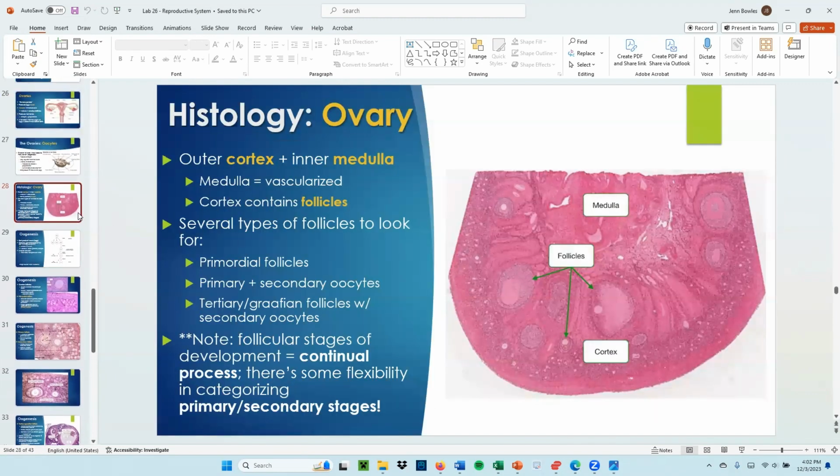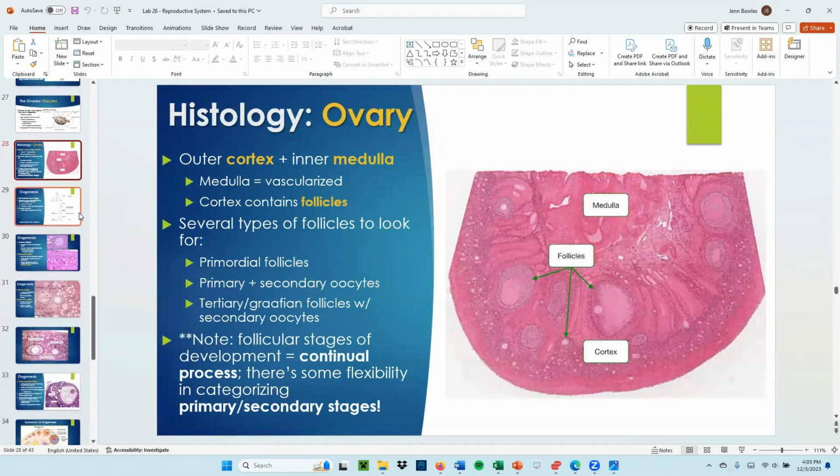I will say ovaries are one of the most complicated slides that we deal with in this class because there's a lot of concepts that overlap here. So big picture stuff, the ovaries have an outer cortex and an inner medulla. We've seen that pattern over and over. I spend a lot of time in the videos talking about the cortex because this is where we find follicles, which are producing the female gametes, which are eggs, ovum.